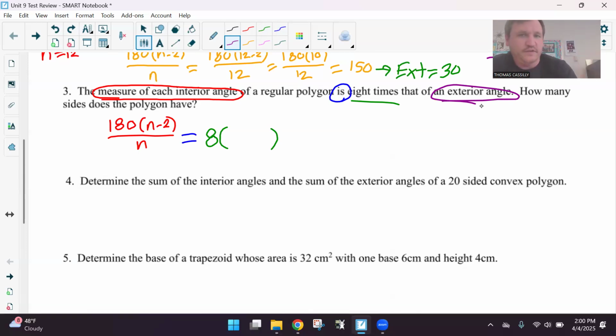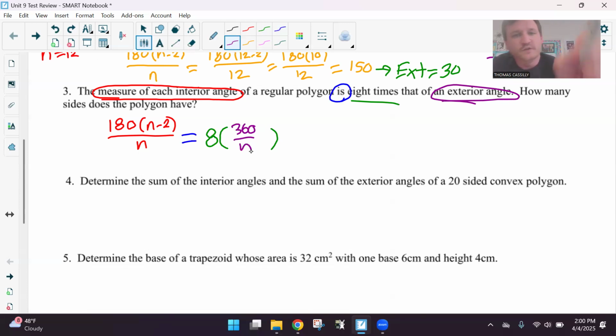That of an exterior angle. So one single exterior angle is 360 divided by n, divided by the number of sides. All right, so that is what our setup looks like.